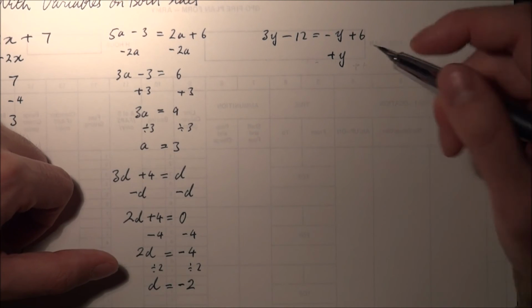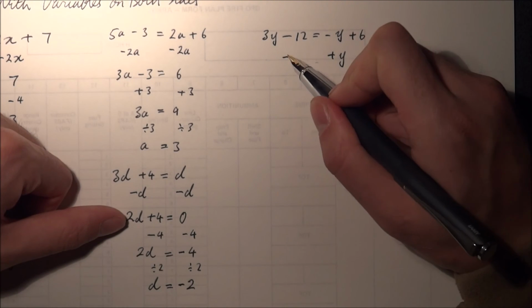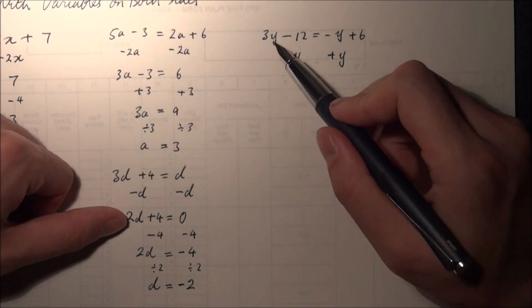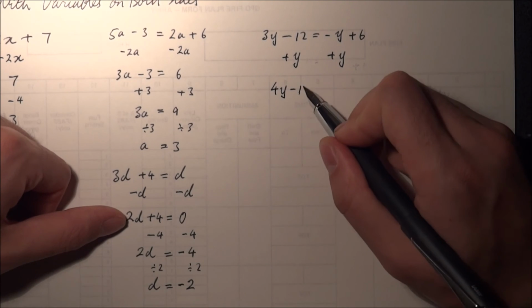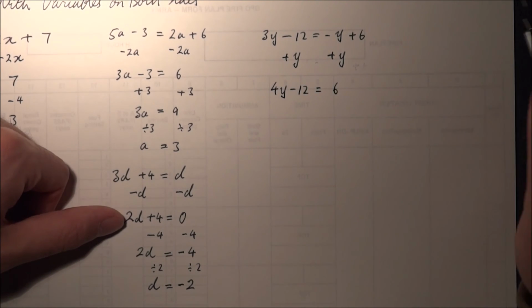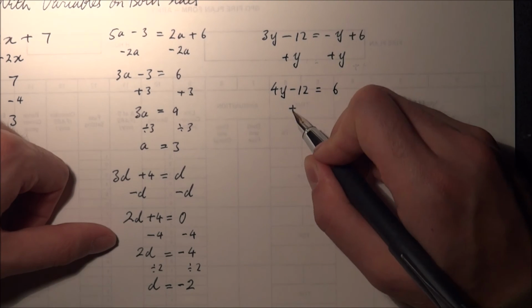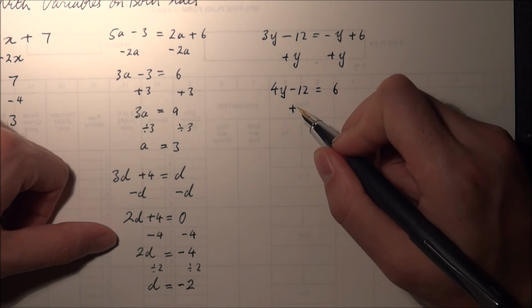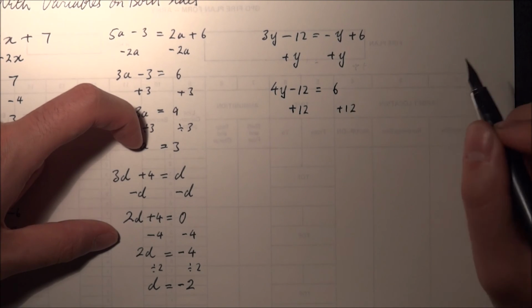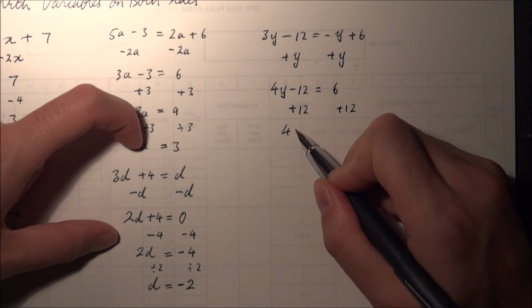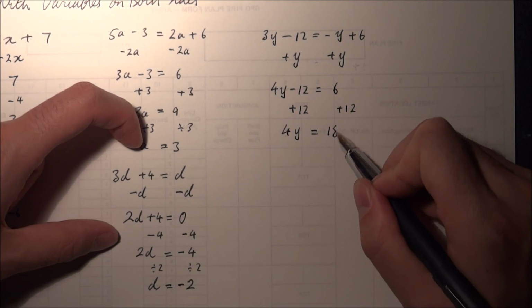And remember, whatever we do to one side, we must do to the other side as well. So plus y here. 3y + y, of course, is 4y - 12 = 6. Negative 12, we have to undo the minus 12 here by plus 12, which means we have to do the same on the other side. We end up with 4y = 6 + 12, which is 18.